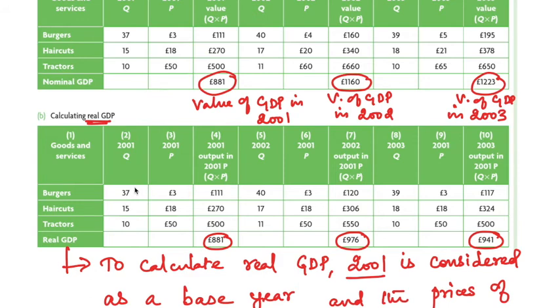Okay, so the base year price remains the same, and in the subsequent years, these quantities are multiplied by the base year price. So in the nominal GDP, the 40 is multiplied by this year's price, but here this 40 is multiplied by the base year price. So 40 multiplied by 3, and 17 multiplied by 18, and 11 multiplied by 50.